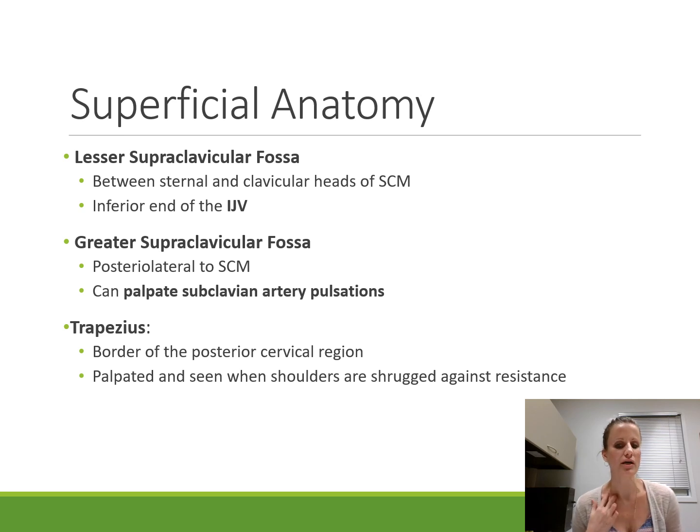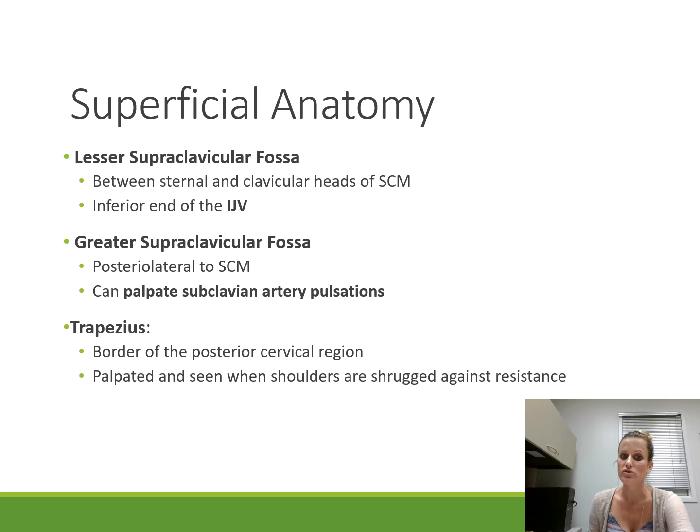There are two fossae right here in relation to the sternocleidomastoid. The lesser supraclavicular fossa, remember, is between the two heads. So you have the two heads of the clavicle, and between them you have this nice little depression. That little depression is the lesser supraclavicular fossa. This is where the inferior end of the internal jugular vein is. The internal jugular vein starts here and it goes up underneath the sternocleidomastoid.